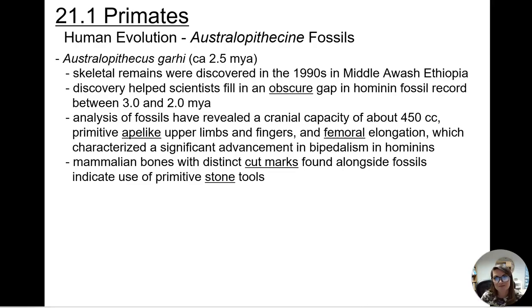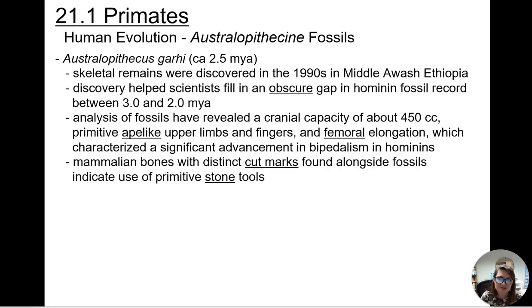Next, we have Australopithecus garhi. These are going to appear 2.5 million years ago. The skeletal remains were discovered in the 1990s in Middle Awash, Ethiopia, and the discovery is going to help scientists fill an obscure gap in the hominin fossil record between 3.0 and 2.0 million years ago, so between 3 and 2 million years.